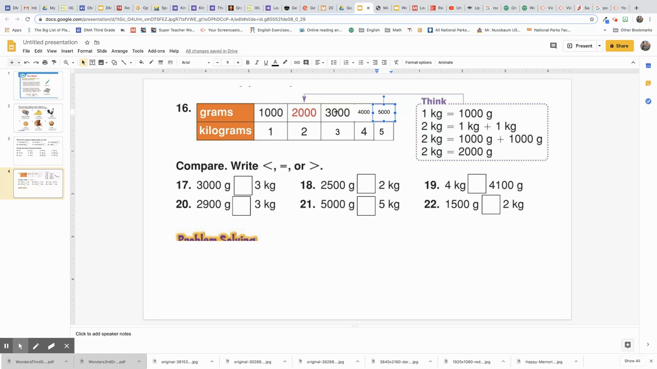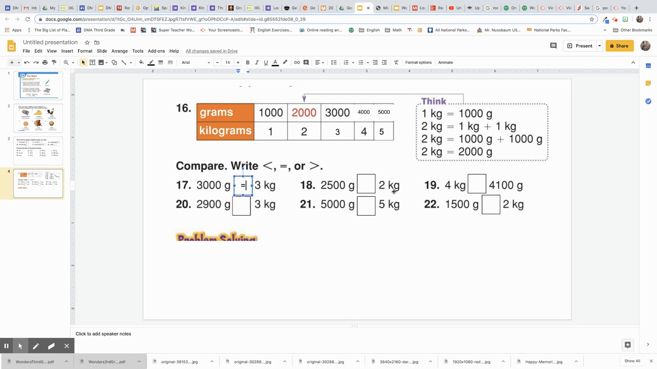3,000 grams and 3 grams. Well, they're in the same column here, so that must be equal. Very good. Now let's look here. 2,500 grams. Well, that's not up here, but 2 kilograms is. Let's reverse that a second. 2 kilograms equals 2,000 grams.